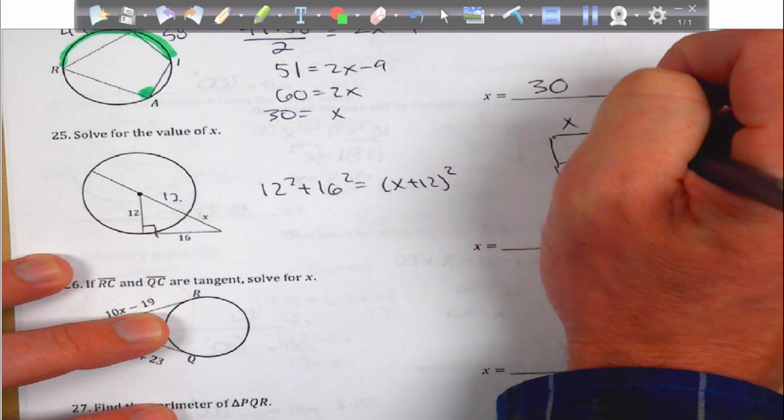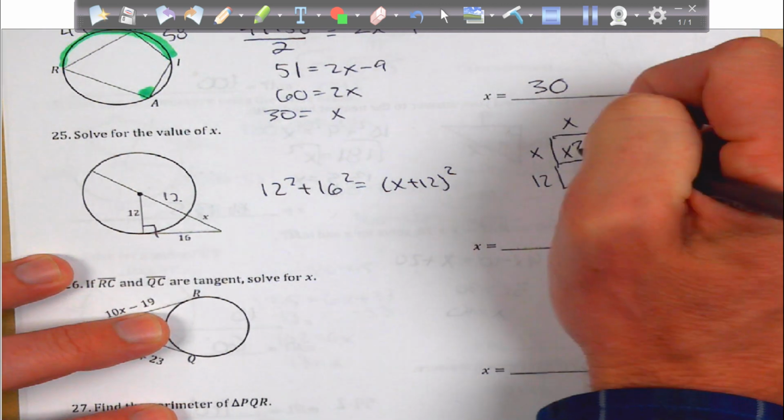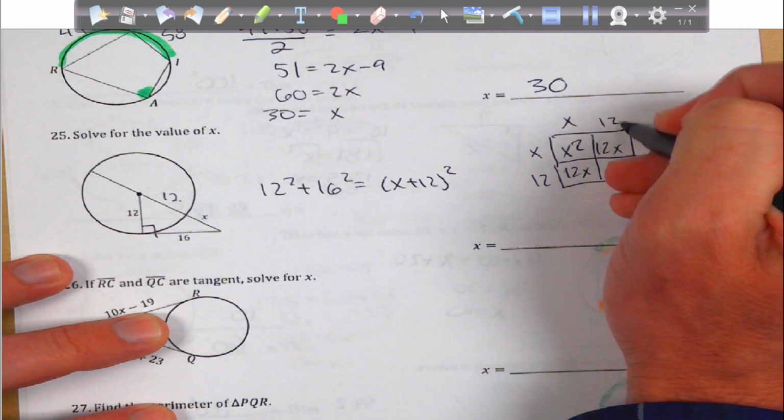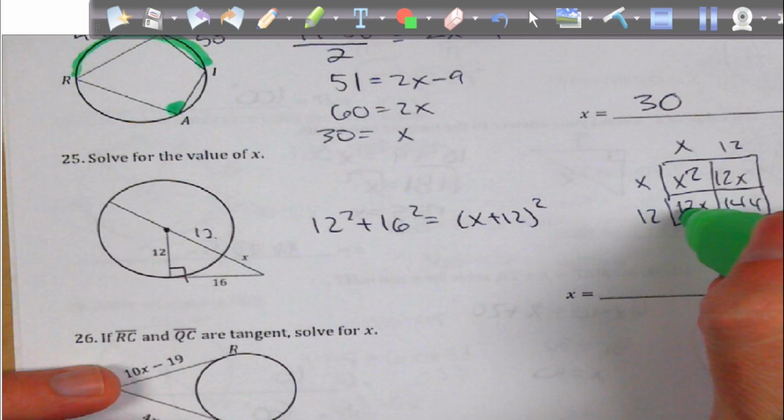So x and 12, x and 12. So x times x is x squared. x times 12 is 12x, x times 12 is 12x, and 12 times 12 is 144. These two values down the diagonal are the same.